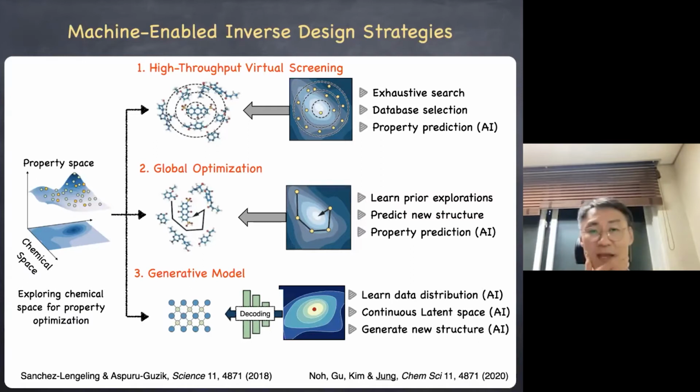In global optimization, for example, in the evolutionary algorithm, you basically start with some reasonable guess, and then you evaluate the property of the candidate and do some kind of mutations or crossovers, and you basically balance between exploitation and exploration. And then you try to find the optimal point. And along the way, you utilize the information of prior visits. And so you can say that global optimization may be more efficient than high-throughput virtual screening.